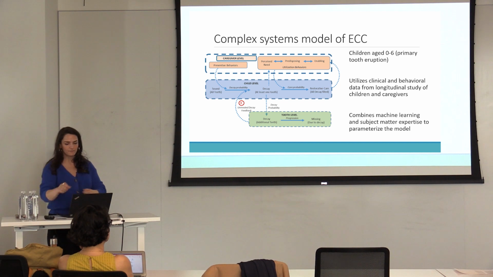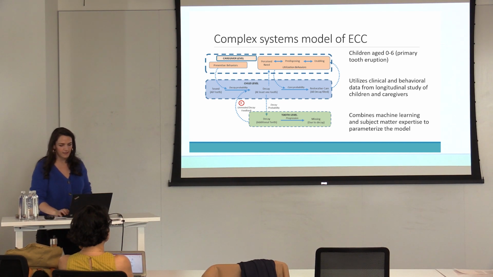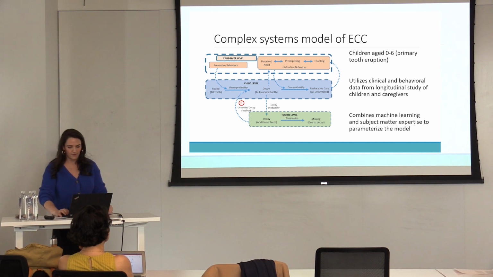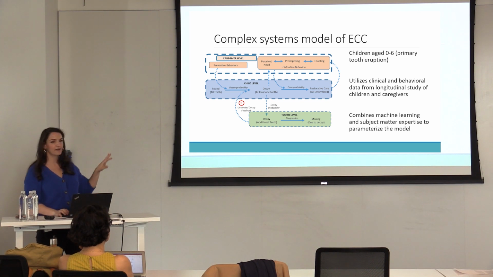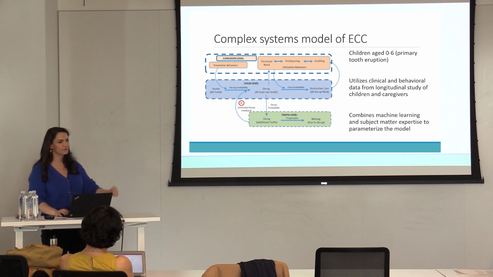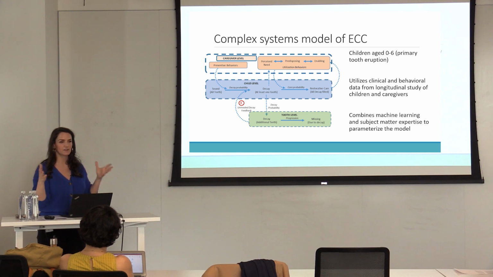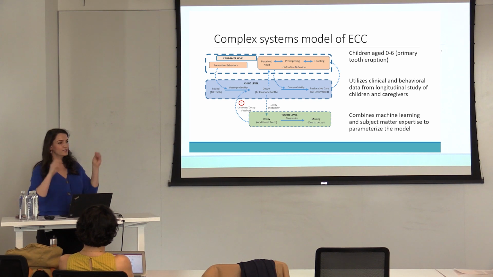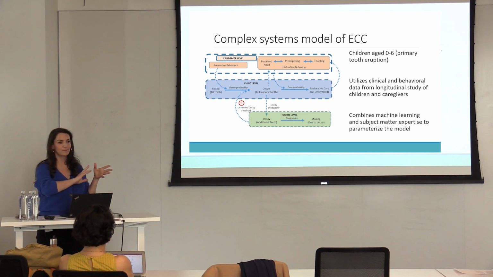So we have another iteration of the model to incorporate these higher level influences. In this case, we're looking at caregiver behaviors as something that would mitigate the sound to decayed probability and the decayed to restorative care probability. And we've also extended this to a population of kids. We went from 3 to 6, where kids started the population with cavities already, to 0 to 6, where we've now simulated the eruption of primary teeth, which was a fun exercise.